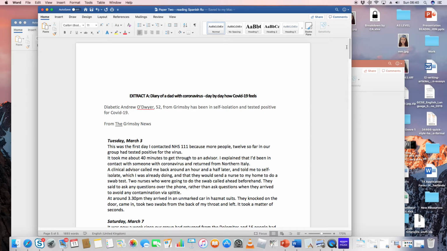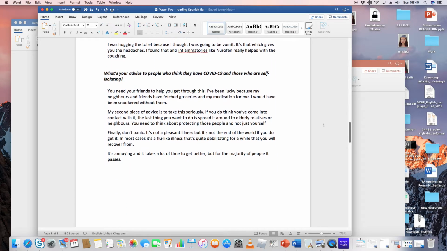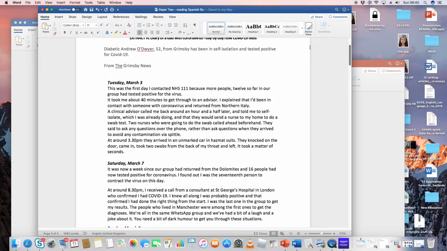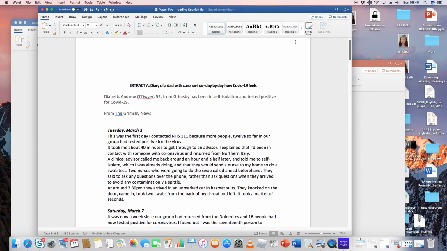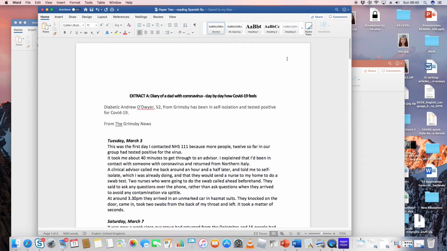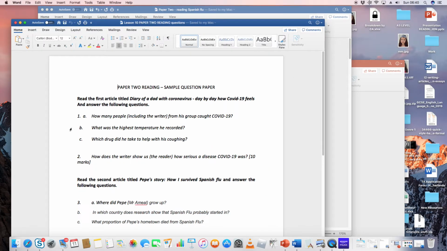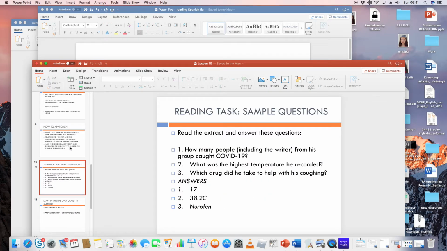To be honest, extract A was actually quite long. I did try and shorten it, but this is as short as I could get it. So it is longer than it would be in the exam, but obviously it's good practice. If you can do it with a long text, you'll be fine with a shorter text. So all I want you to do is pause the video now, think about what specifically you're being asked for, and see if you can answer questions 1A, B, and C. Read through this text here, then when you're finished, come back, start the video, and we'll go over the answers.